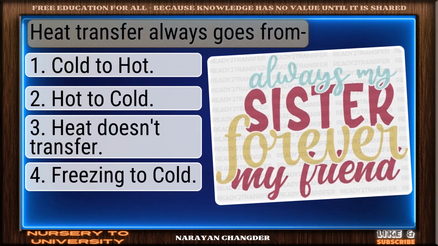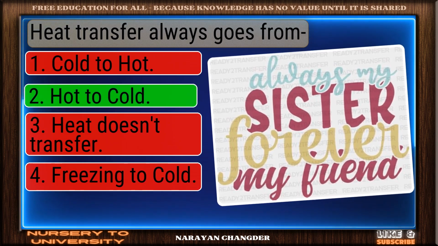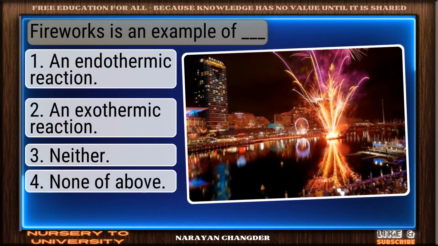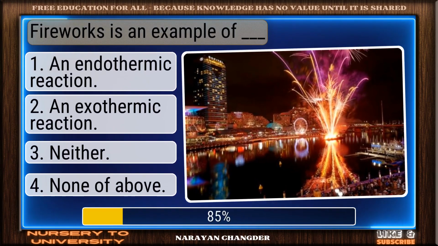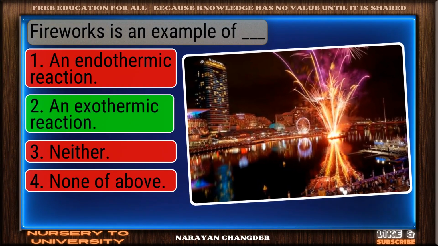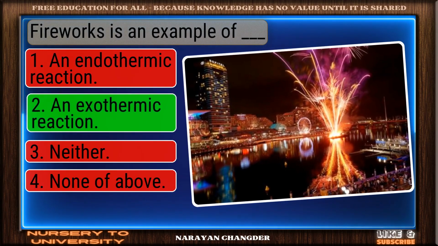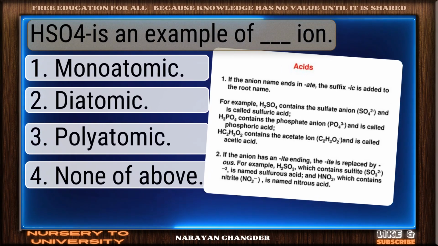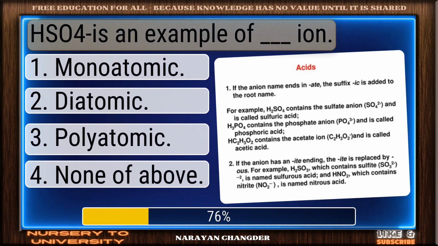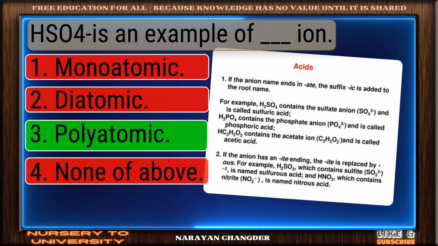Heat transfer always goes from. Valid point. Hot to cold is true. Fireworks is an example of dash. Great job. An exothermic reaction is the accurate answer. Sulfur is an example of dash ion. You chose polyatomic, and it is correct.